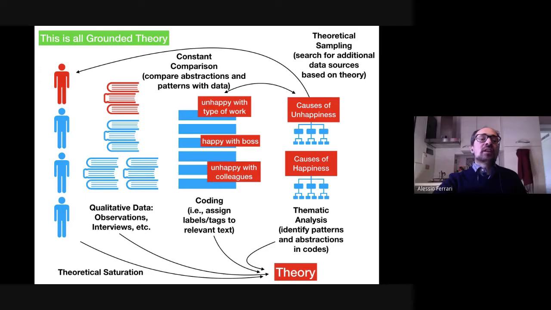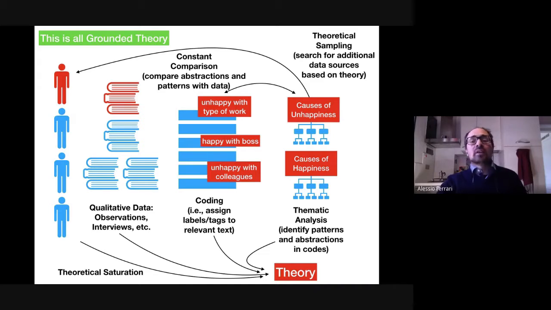You find yourself at a point in which there is no more need to collect qualitative data, to code them, or to better define your theory, your thematic analysis. And so you reach the so-called theoretical saturation. Theoretical saturation, as we will see, is just a feeling. You feel that you've covered what you wanted to cover, and you know enough. This is a very weird thing to hear for engineers, but that's the way it works.